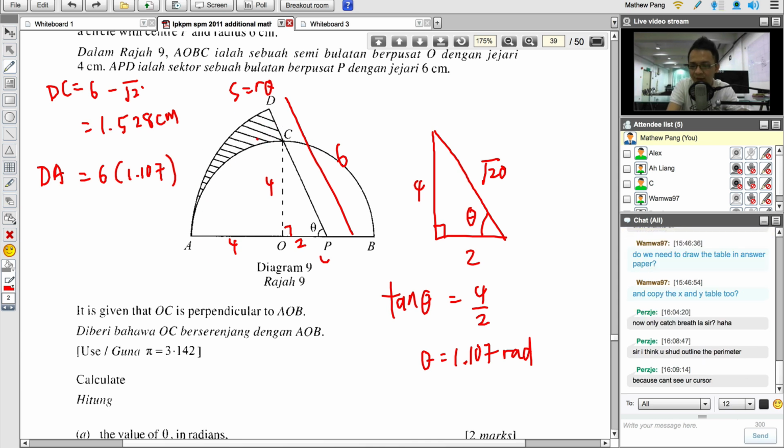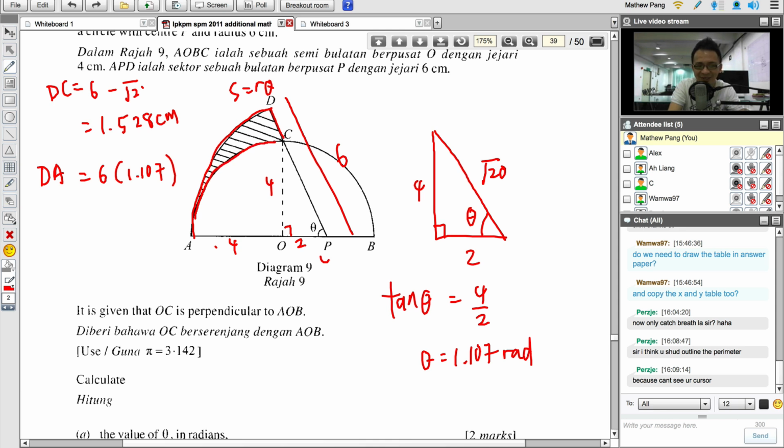You can't see because you cannot see my cursor. Okay, let me just outline here, but it's so hard to outline using the tablet. Okay, this is the perimeter we want to find. I'm trying my best to draw.